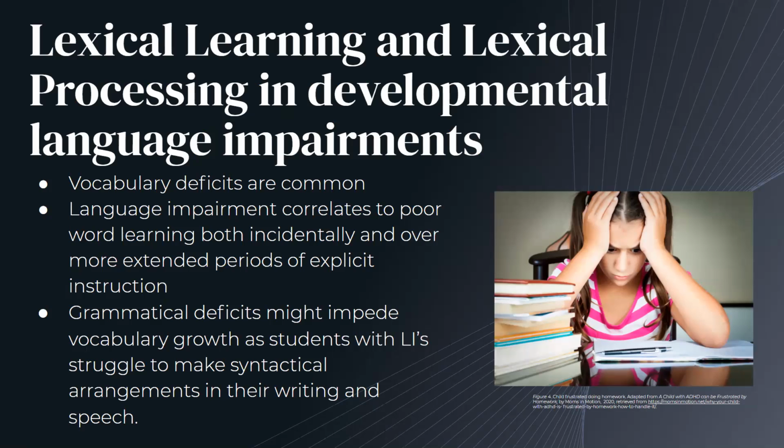Vocabulary deficits are common. Language impairments correlate to poor word learning, both incidentally and over more extended periods of explicit instruction. Grammatical deficits might impede vocabulary growth, such as students with language impairment struggling to make syntactical arrangements in their writing and speech. These impairments lead professionals to design methods of rehabilitation. After students receive a form of rehabilitation, they can then receive the processing they deserve to determine which specific limitations are holding them back from progressive academic growth.